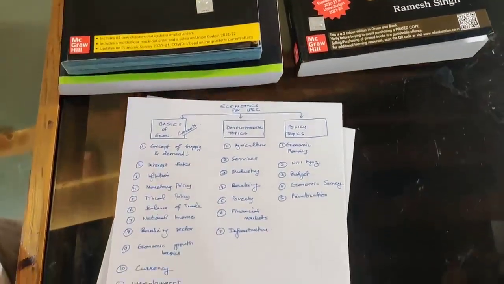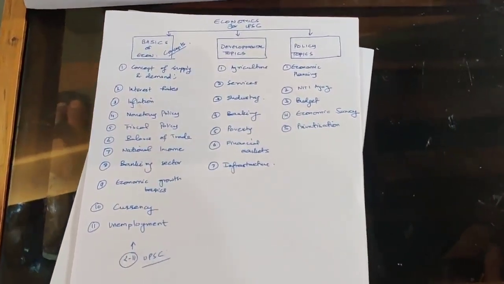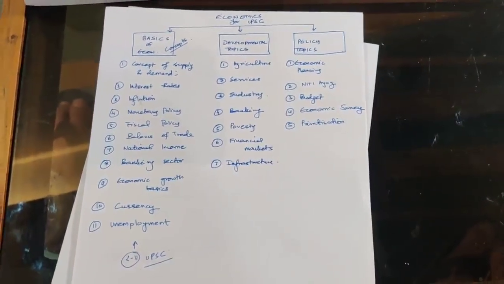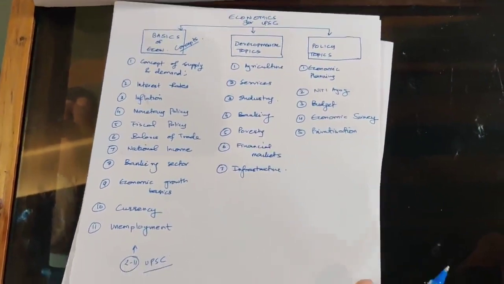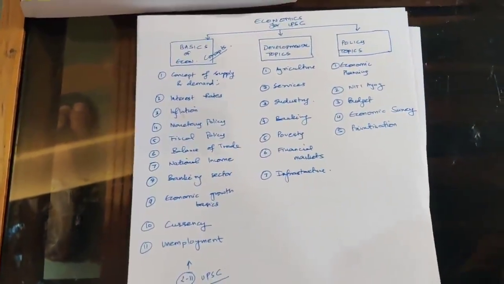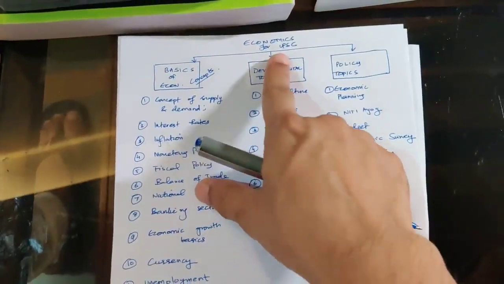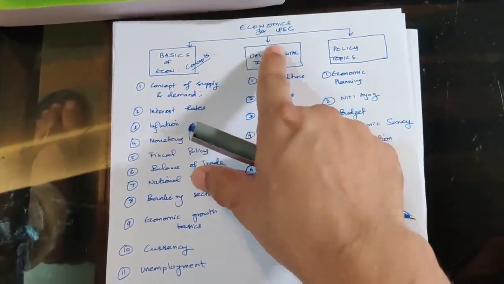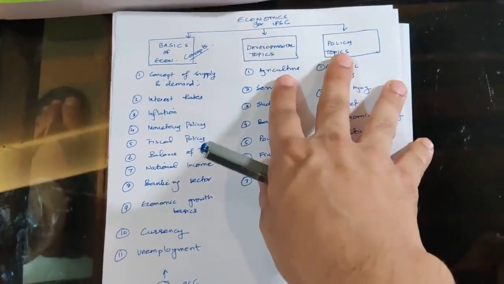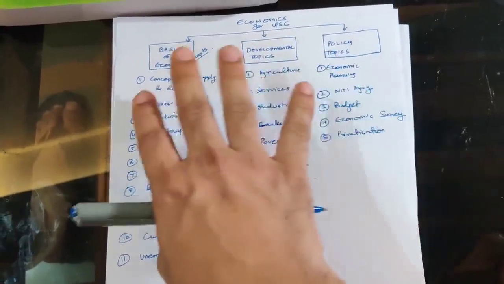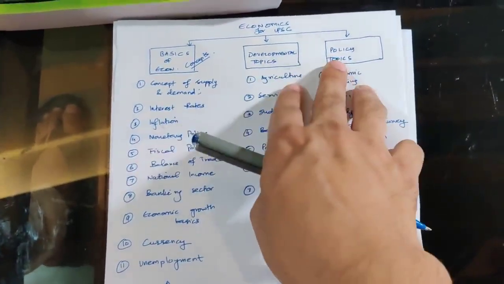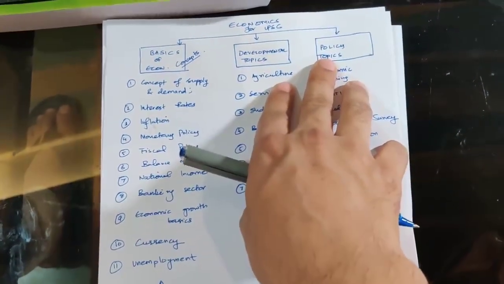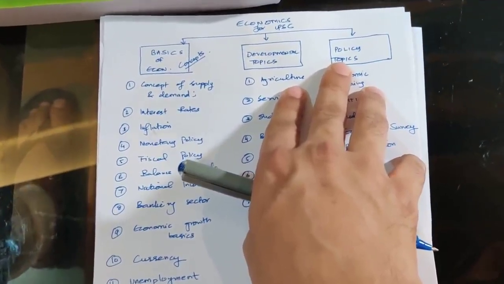So today I'm going to teach you how to learn economics for UPSC, and how to learn it more effectively and efficiently so that you can retain it for a longer time and understand it in a better way. For economics for UPSC, you can divide the syllabus into three main topics. These are the bigger level topics into which you should divide your UPSC syllabus.